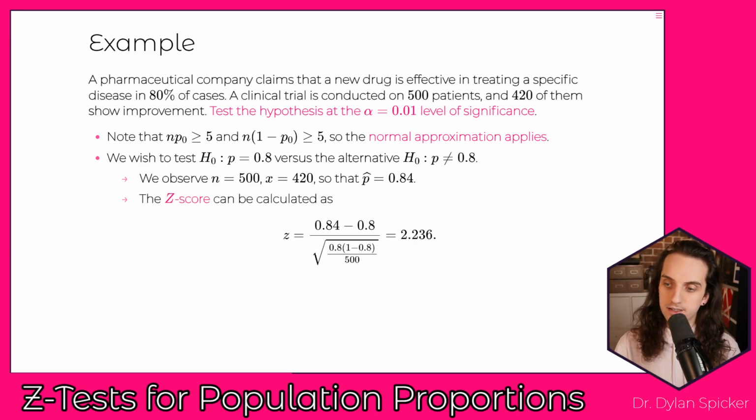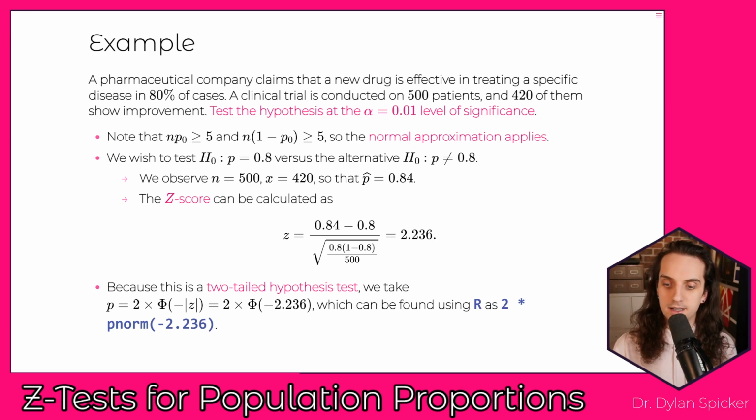We calculate our z-score, right, 0.84 minus 0.8 over this estimated standard deviation, and that works out to be 2.236. Okay, so we can work out our p-value, owing to the fact that this is a two-tailed alternative, as 2 times phi of negative 2.236. In R, that is 2 times pnorm of negative 2.236. pnorm in this case gives us phi. Right? So pnorm of whatever is the same as phi of whatever. Okay, if you work this out, that gives us a p-value of 0.0254.